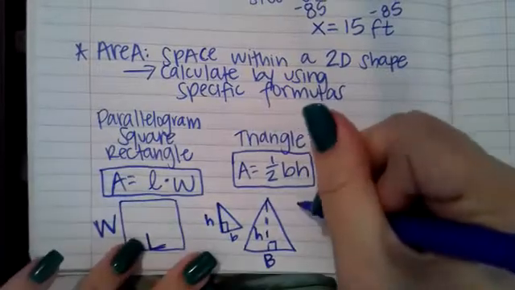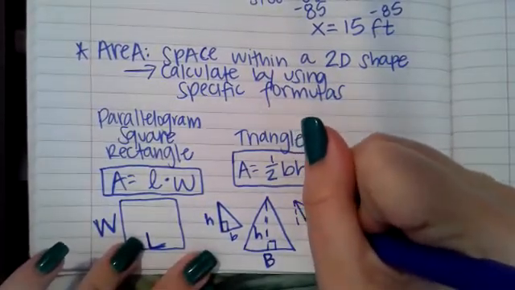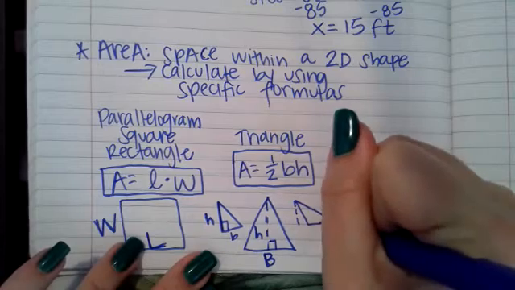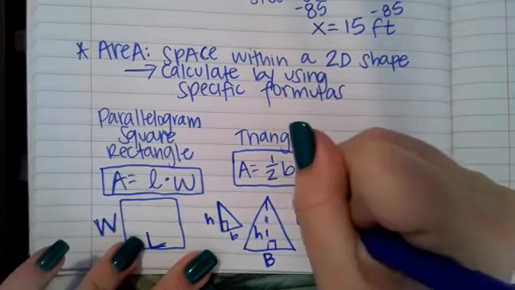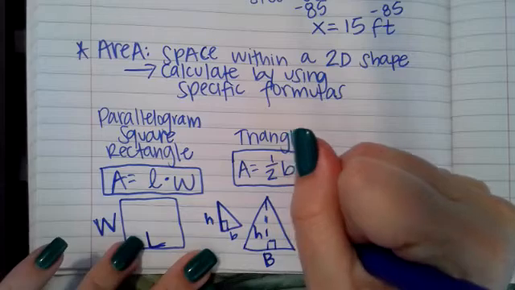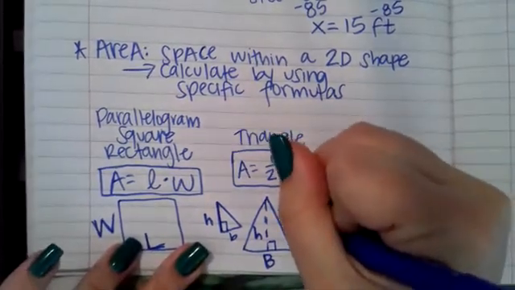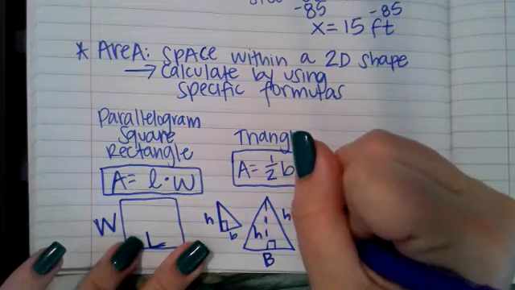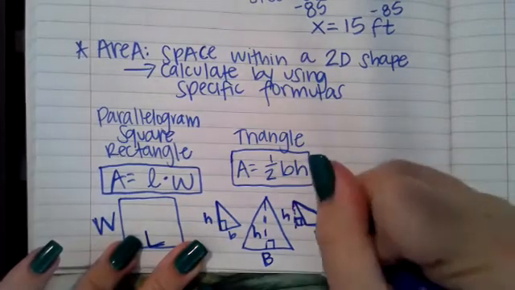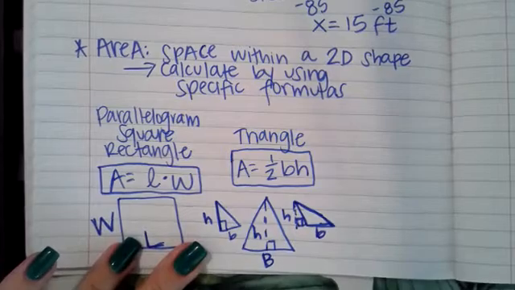Sometimes your height can be outside of a triangle. Like if you have a triangle that looks like this, what we call an obtuse triangle, I'm trying to draw it as straight as possible. Where it's slanted, the height can be measured outside, because again, it's wherever it forms a right angle with the base. If this is the base of the triangle, the height can be over here on the outside.